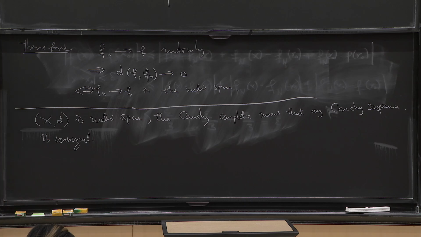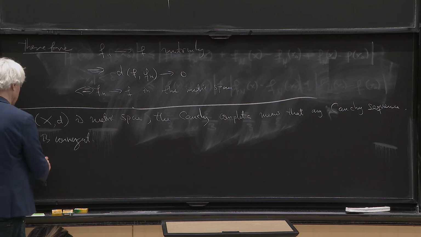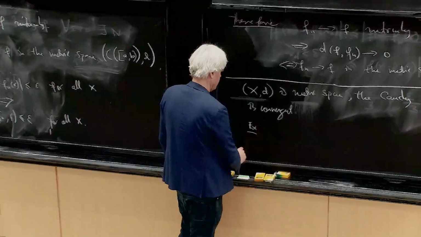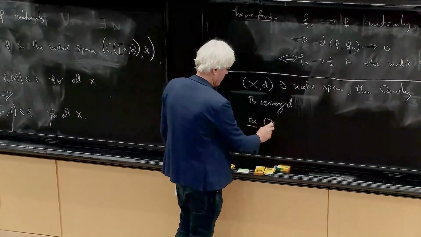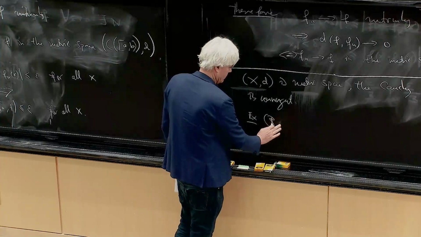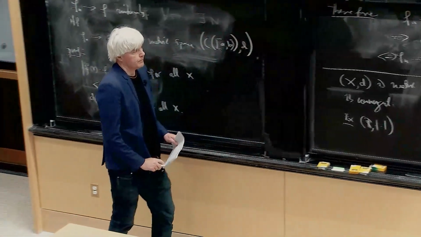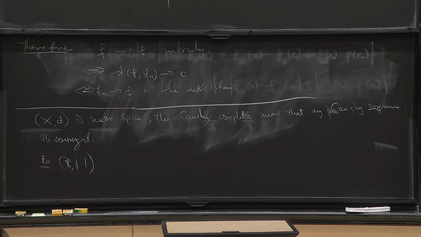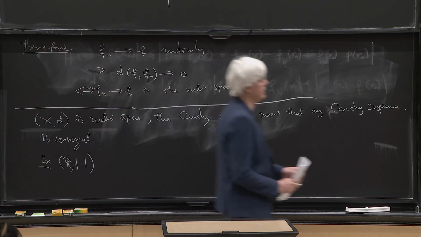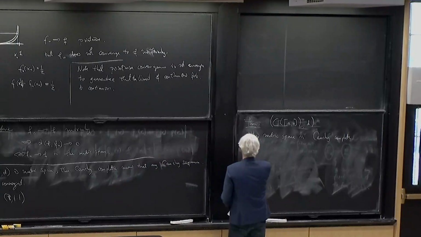Right? That's what it means to be Cauchy complete. And of course, an example of a Cauchy complete metric space was R with the usual metric. Okay. Now, let's try to prove this.